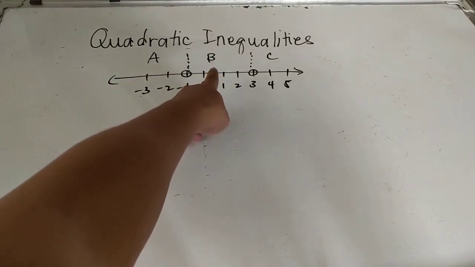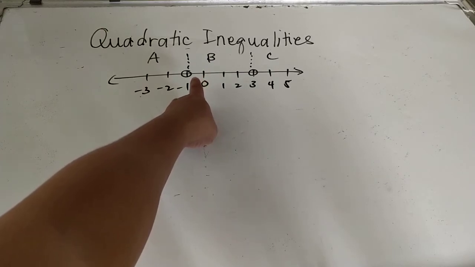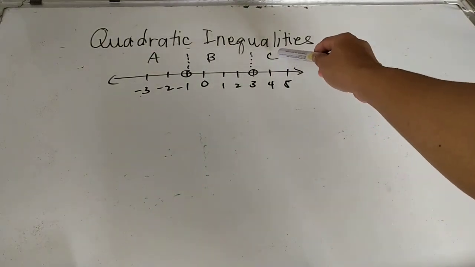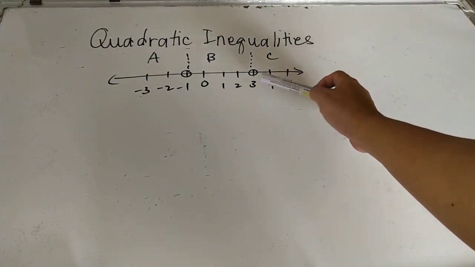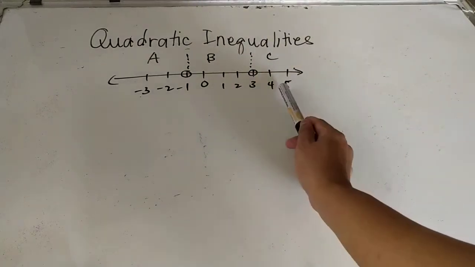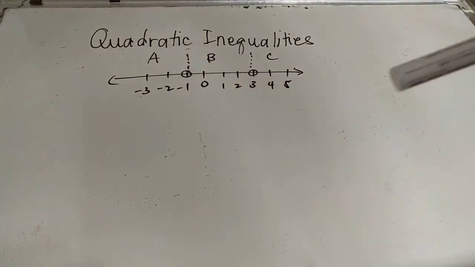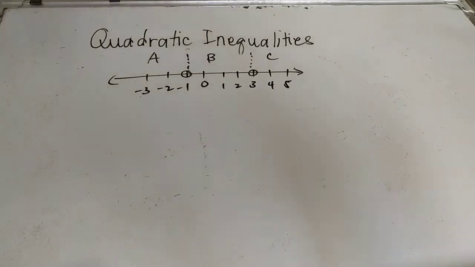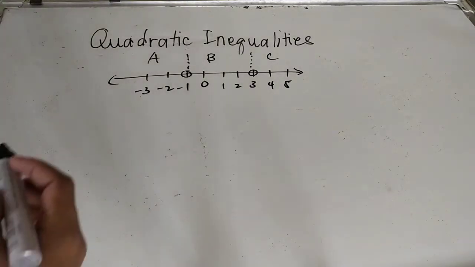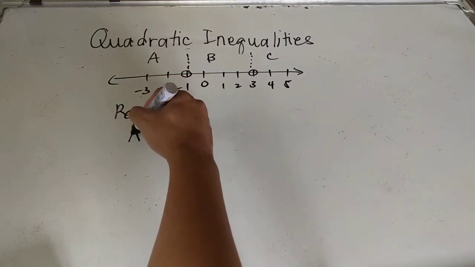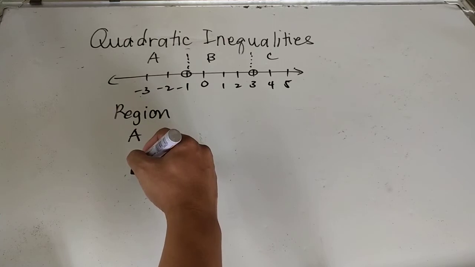At yung region B naman natin will be the solution set sa gitna ng negative 1 at saka positive 3. While the region C naman will be the solution set from positive 3 up to positive infinity. Aalamin natin dito kung alin dyan sa mga regions na yan ang magiging part ng solution set ng quadratic inequality natin kanina. So, to start with, simulan natin with the regions. Gagawa tayo ng table for region A, region B, and region C.